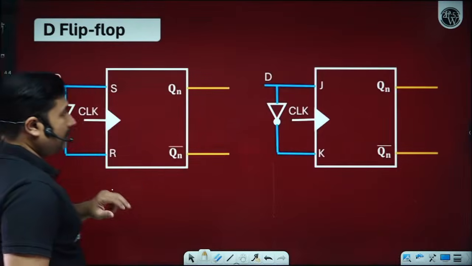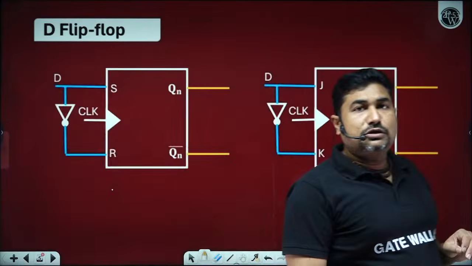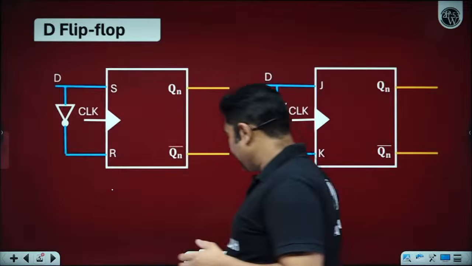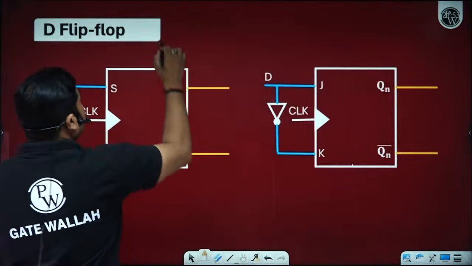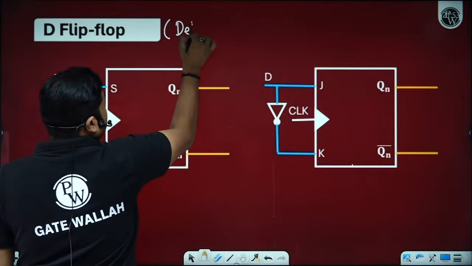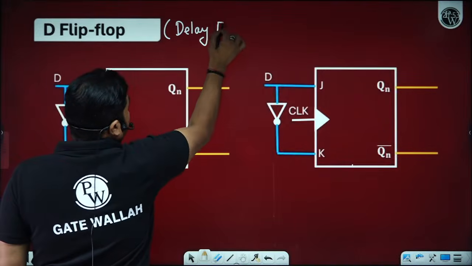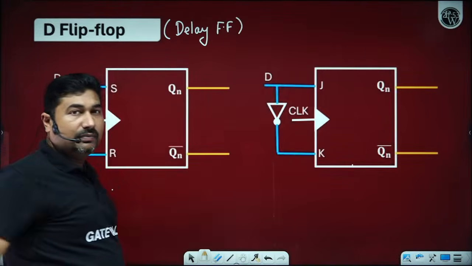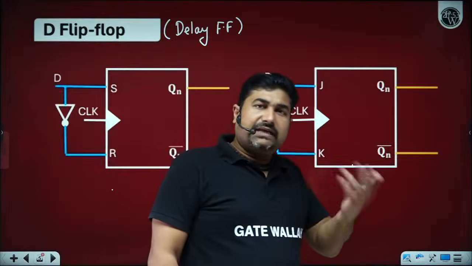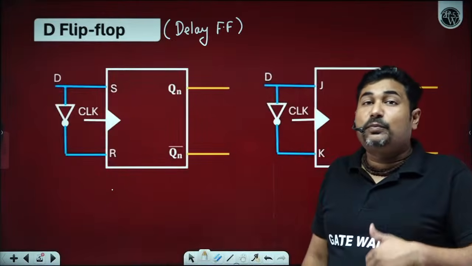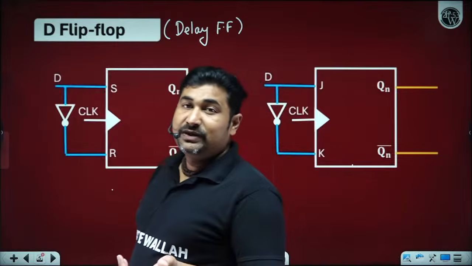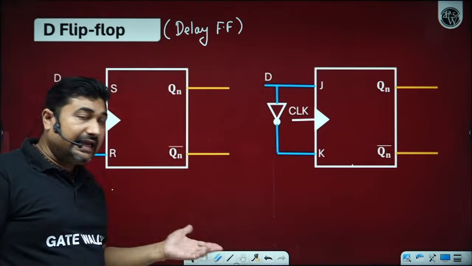D flip-flop is also called a delay flip-flop. And why is it called a delay flip-flop? Because it gives the output the same as the input, but after a propagation delay of the flip-flop. Is it okay? That is why it is called a delay flip-flop.